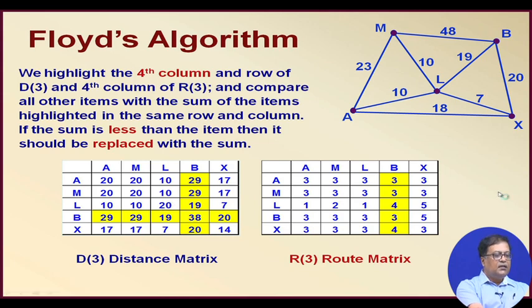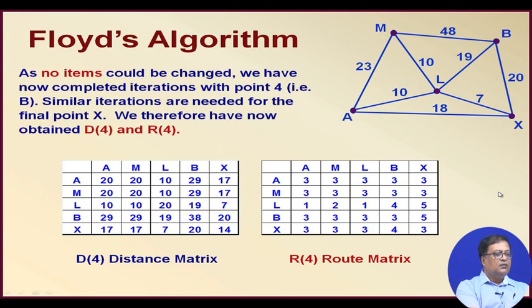Let us see the result. We got nothing, right? No item could be changed, because all the values through B are higher. Like M2x, look at M2x, it was 17, but if you go through B, it will become 68. So, we do not change anything. So, we get what is known as D4 and R4.